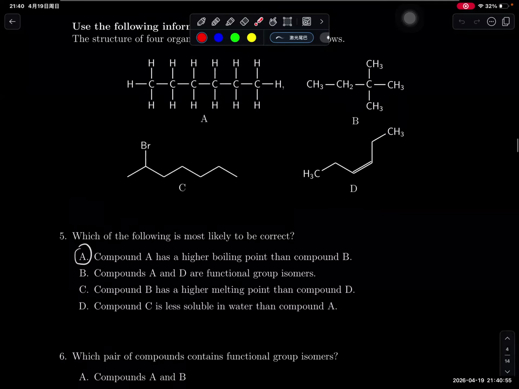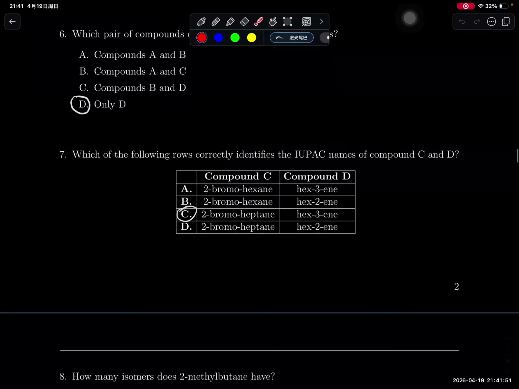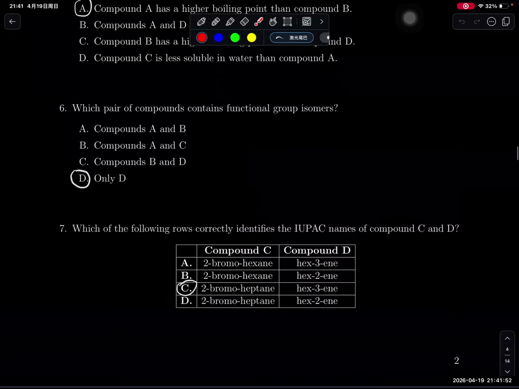Okay, question 6 asks which pair of compounds contains functional group isomers. Only molecule D is able to have functional group isomers, so the others can only form chain isomers. Okay, question 7. Which of the following rows correctly identifies the name for it? This will be C, the right choice.